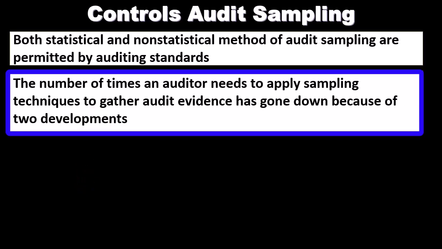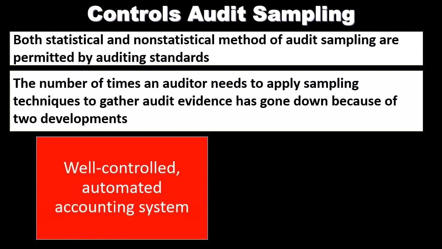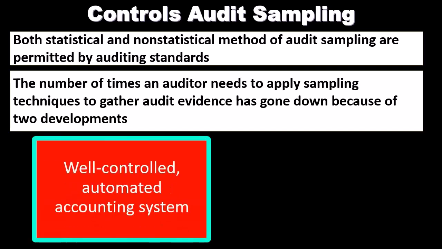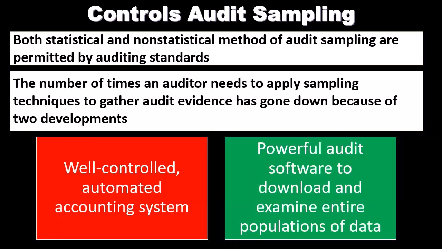The number of times an auditor needs to apply sampling techniques to gather audit evidence has gone down because of two developments: well-controlled automated accounting systems and powerful audit software to download and examine entire populations of data.